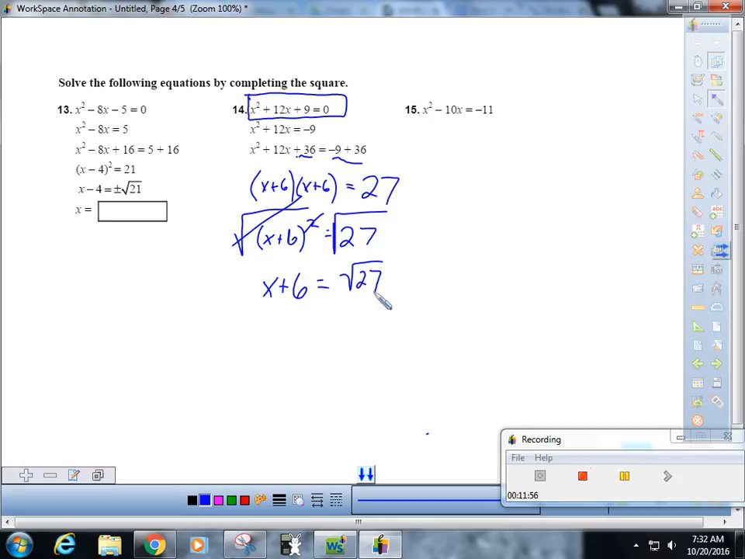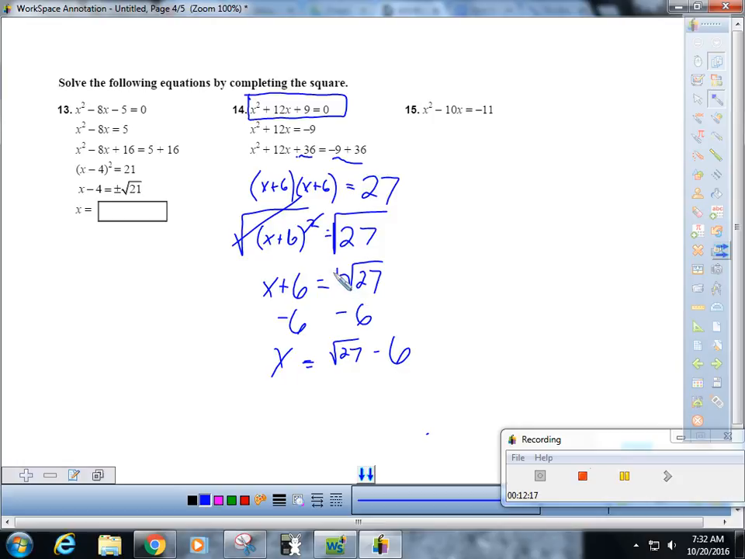So now we just have one more step. Our answer is going to be funky. Hazy, what do we do now? Subtract 6. And our answer, believe it or not, we want you to write it as radical 27 minus 6. That's your answer.